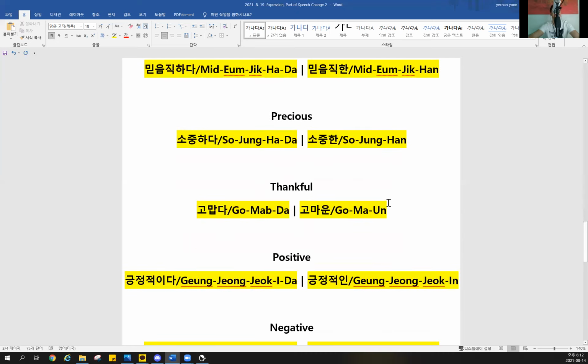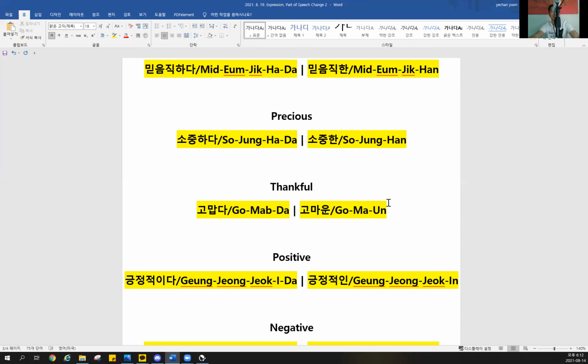You can say 고맙다. We learned about thank you, 고마워. Right? But this is a different form, okay? 고맙다. Changing form is 고마운. All right? Positive, how you can say? 긍정적이다.